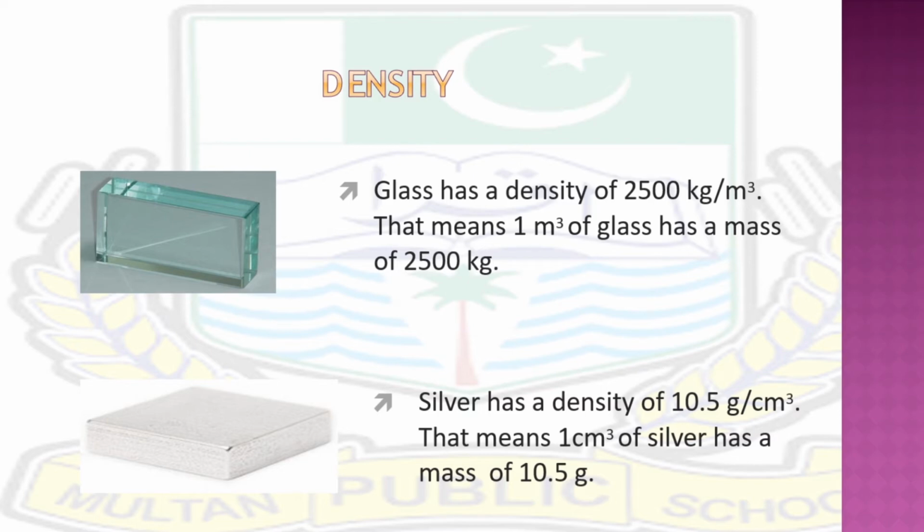Same is the case with silver. Silver has a density of 10.5 gram per cubic centimeter. That means that 1 cubic centimeter of silver has a mass of 10.5 grams.